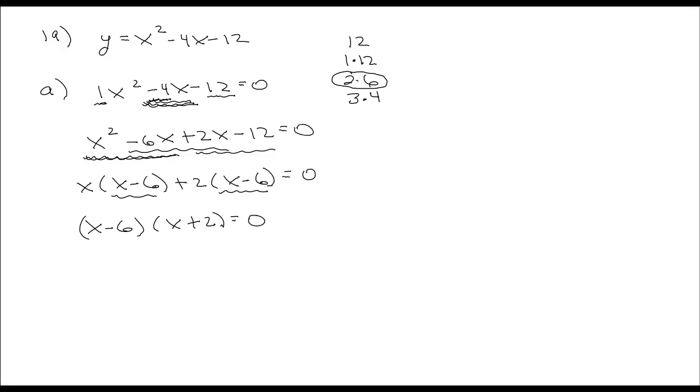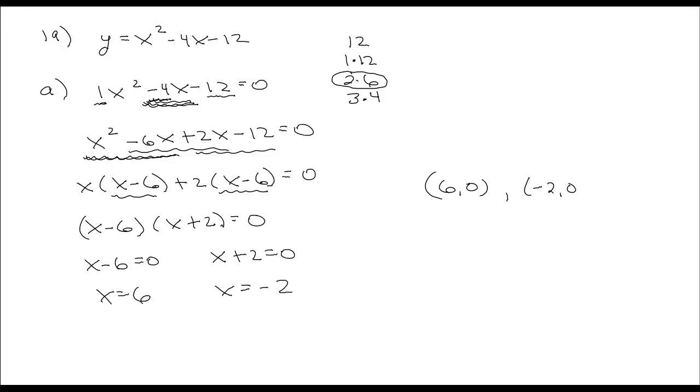And then, as in earlier problems, to get a product equal to 0, either one of the factors must be 0. So either this is true or this is true. Add the 6 to the other side. And separately, for this equation, subtract the 2 to the other side. So your x-intercepts are 6, 0, and negative 2, 0.